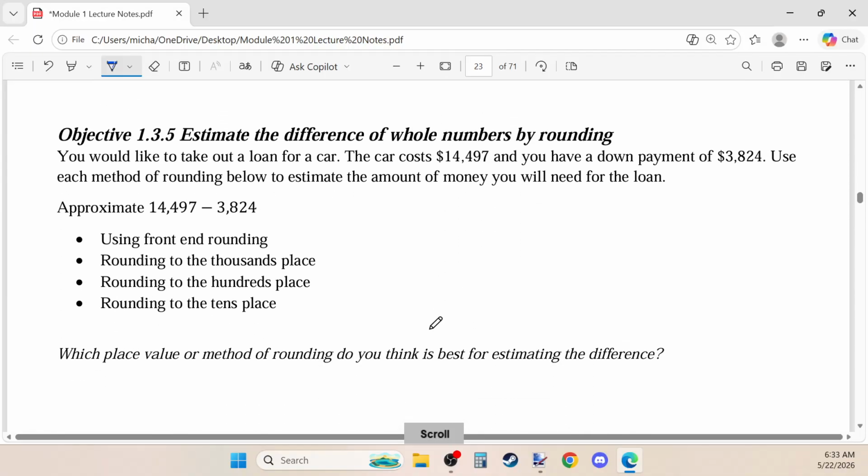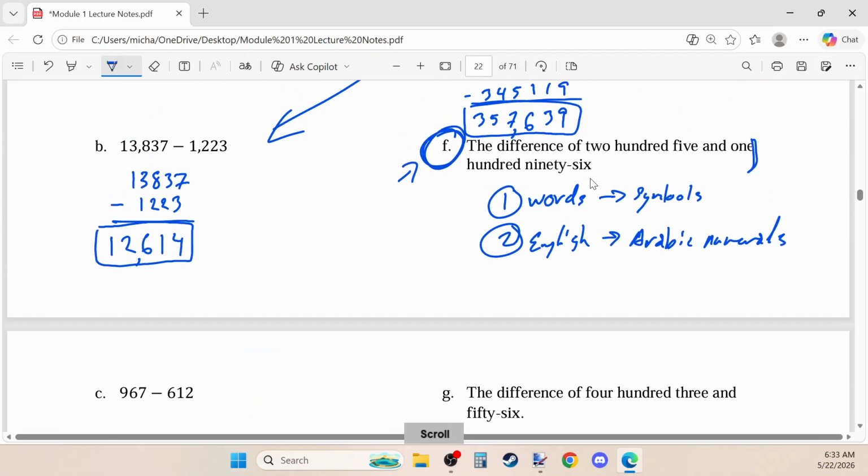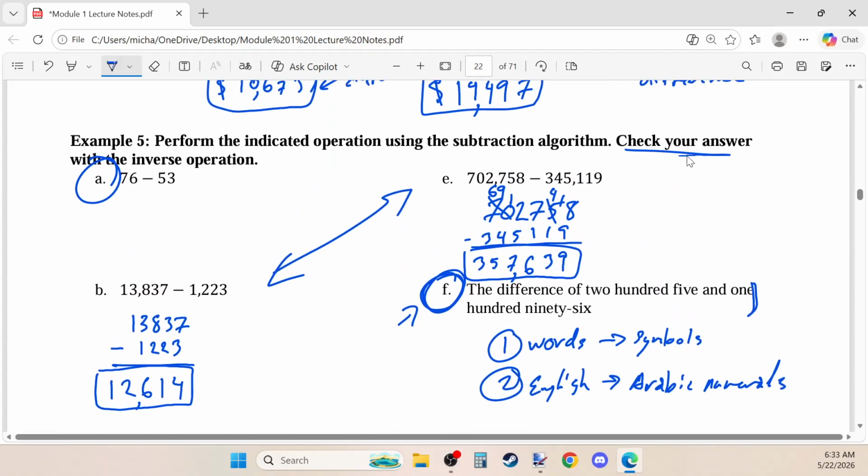I think I'll let you do the rest of those on your own. Let's move on to the next objective. So we're going to estimate differences by rounding. Oh, was I supposed to check the answer? Check answer with inverse operation. Okay.